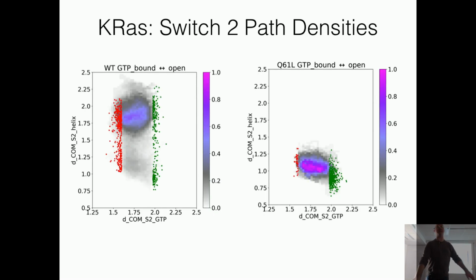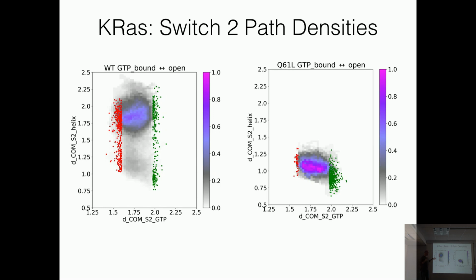Now we use one of these path density plots. And this is for going from GTP bound to open, so it's to the full opening, not including this alpha-3 helix thing, just the full opening. And this is a measure of how close the switch 2 is to the GTP. So that's kind of how open it is. So this is moving towards being, this is bound, this is open. And this is how close switch 2 is to the alpha-3 helix.